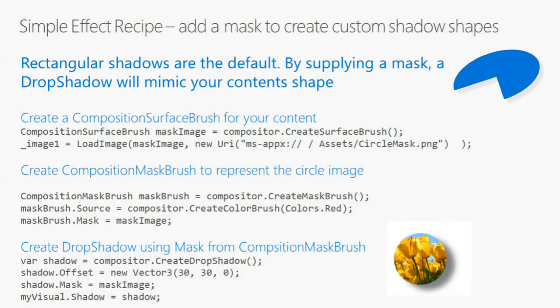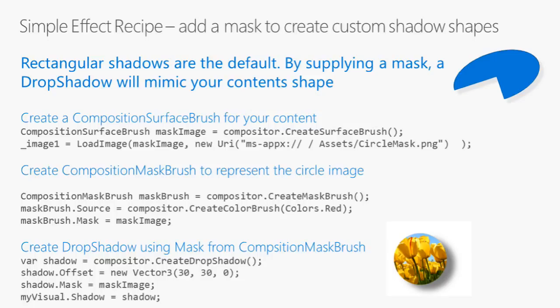Now let's say I want to do something a little more interesting with that. I want to create interesting customized shaped shadows. You get rectangled shadows for free by default, but if you supply a mask, a drop shadow will mimic whatever content shape you provide. You create your composition surface brush for content. This is always the thing that holds content composition surface brush.